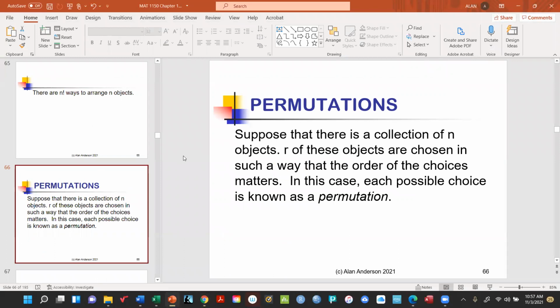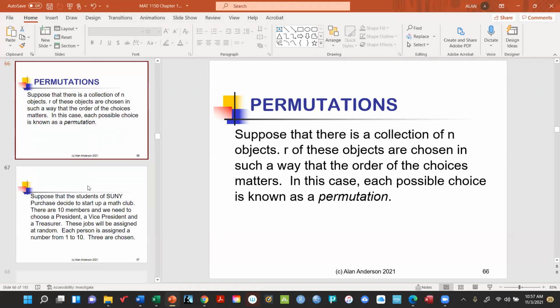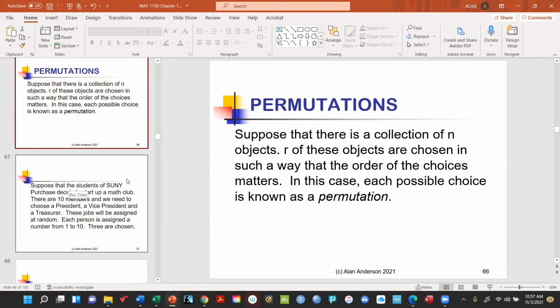So every time a selection of objects is chosen from a larger collection, each selection that we can make is called a permutation if the order of selection matters. Okay, so what does that mean? I'm sorry, I said it backwards at first. The order does matter. In other words, the order in which I select these objects makes a difference. So let me show you an example of this.